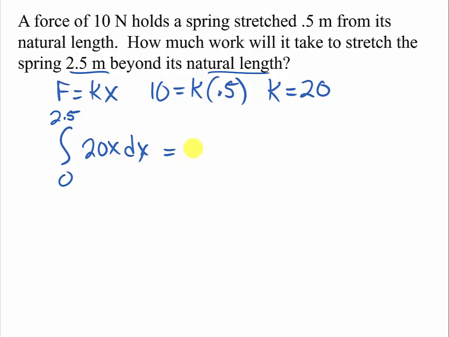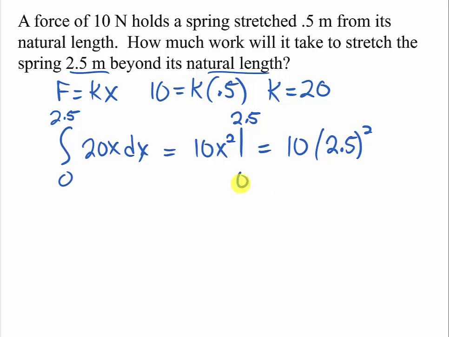Alright, so now I'm going to work the integral, so that's going to be 10x squared, and we need to evaluate that from 0 to 2.5. And so that's going to be 10 times 2.5 squared, and then the lower limit would be 0. And so that's going to be, looks like 62.5. And our units, we had a force of newtons and a length of meters, so they're newton meters, which is joules.